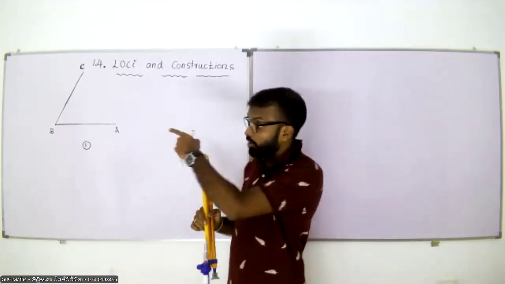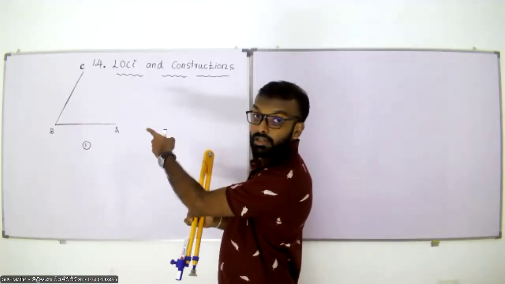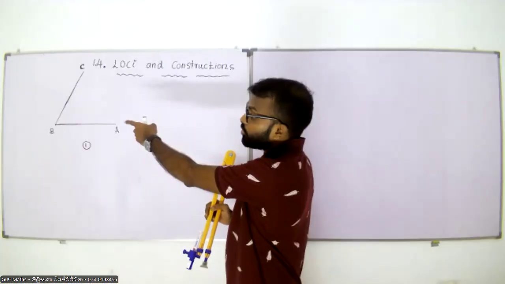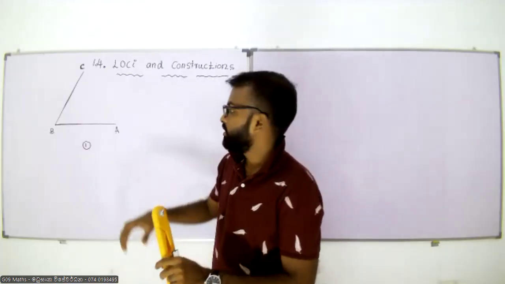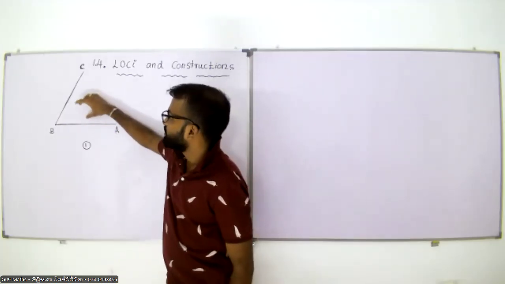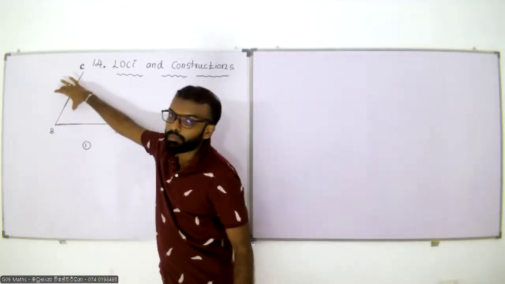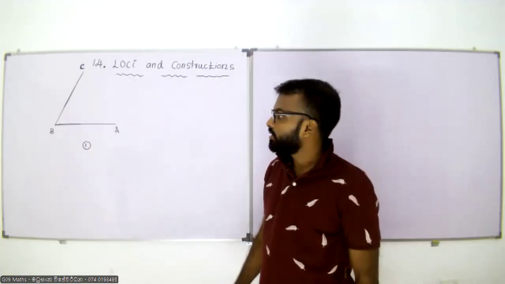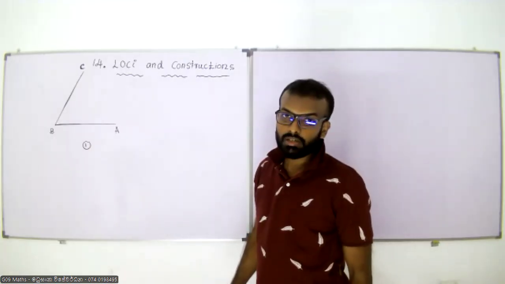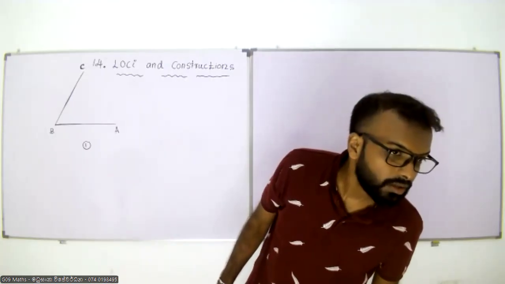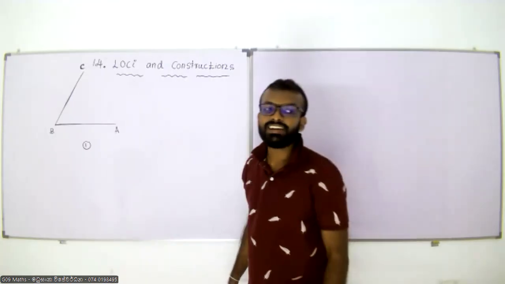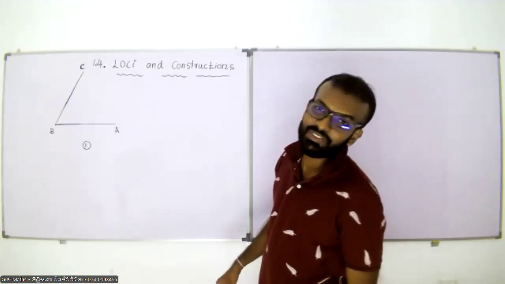Right. So we are going to construct the locus which moves equidistant to these two arms. That is called, right? That is called angle bisector, as I told you earlier. Yes, that video.